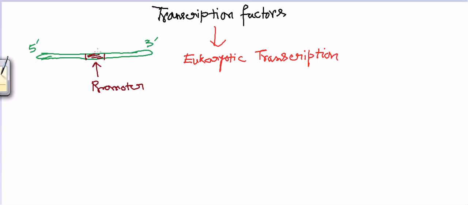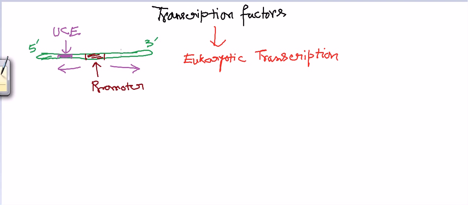Now except for this promoter, there are 2 more sequences found in eukaryotic DNA, which are not usually found in prokaryotes. Further upstream of the promoter we have what is called the upstream element, or upstream control element, or UCE. Something going toward this direction of the promoter is called upstream, and something going towards the 3' end is called downstream in this case.